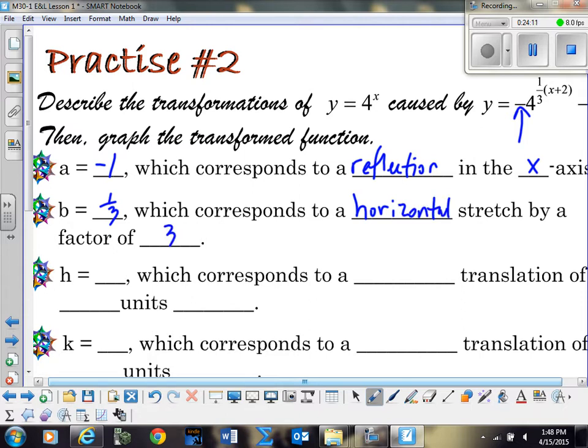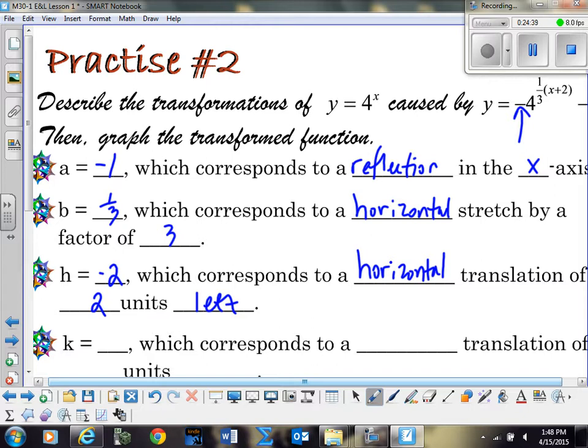Now look at the h value here. Remember, the h value comes after the negative sign, and if that's a +2, that means it must have been a -2 h value to make it a +2. It corresponds to a horizontal translation of 2 units left. So that positive sign in the equation, we knew it was going to go left.